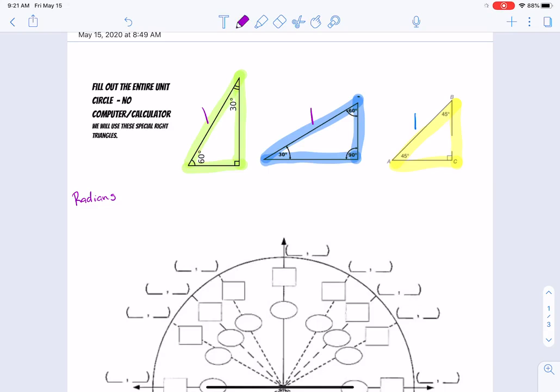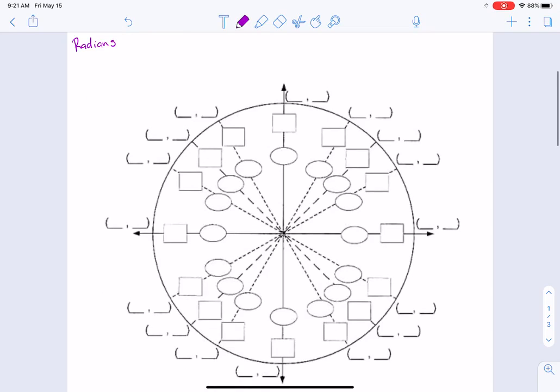Today we're going to talk about the unit circle, and hopefully you remembered your special right triangles last week, because the unit circle is completely built using special right triangles. So what the unit circle is, is just a special circle that has a radius of 1. So what does that mean?